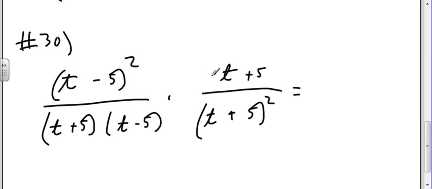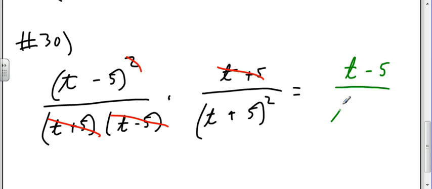All right, well, he goes away. One of those guys goes away. Looks like I'm going to end up with a T minus 5 over T plus 5 squared. Am I skipping enough steps for you? If you want me to go back and put in extra steps, I can do that.